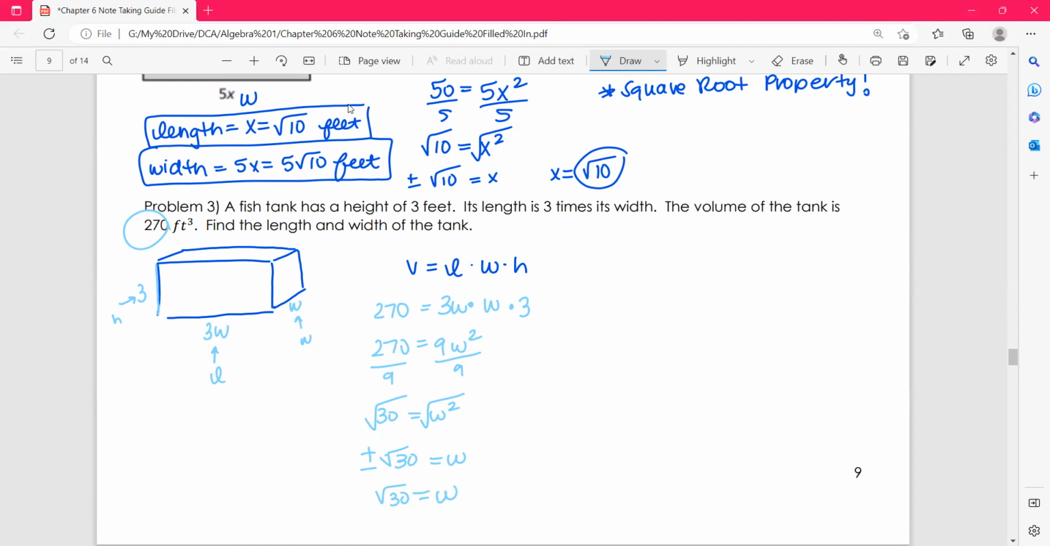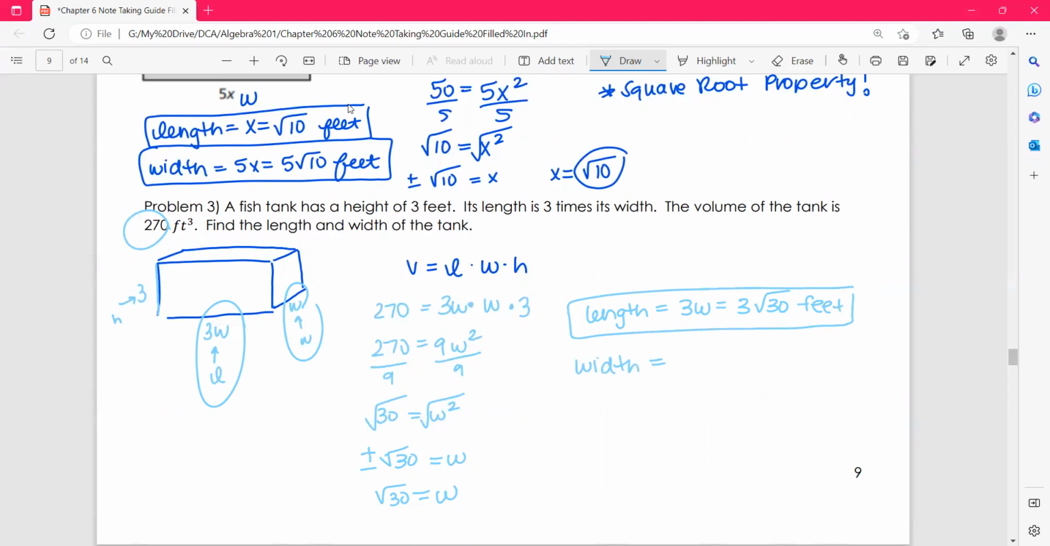So now it says find the length and the width. So again, I plug back into my variables in the very beginning. The equation for the length is 3W, and I just found out that W was square root of 30. Here's one of my answers. And then the width in my picture was W, and W is square root of 30. Okay, here's my other answer.